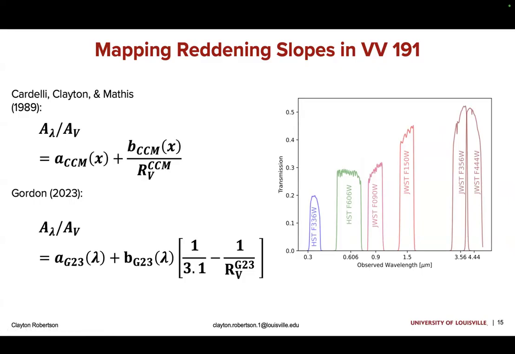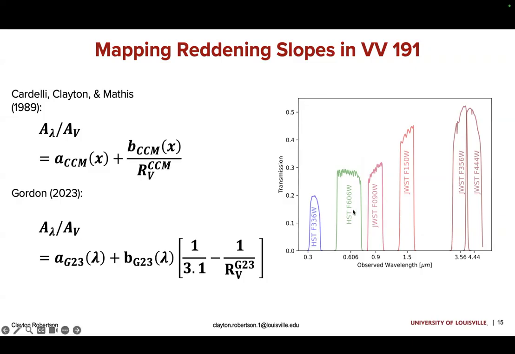So we were able to be a part of the Pearls team to get data from the F090 filter, the 150 filter, and then from the two larger wavelength filters of 3 micron, 4 micron, all of these from James Webb NIRCam. And so these are the available attenuation maps.